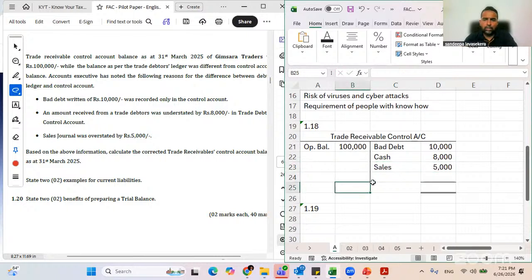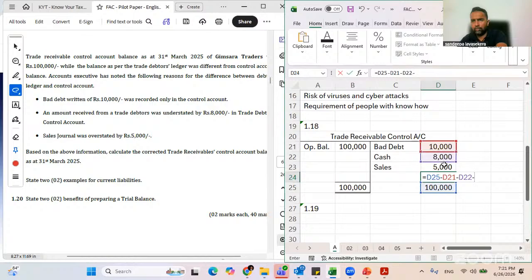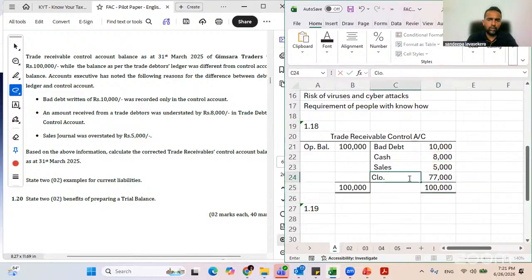Accordingly, the corrected balance would be $77,000. 77,000 is the correct balance. Okay.